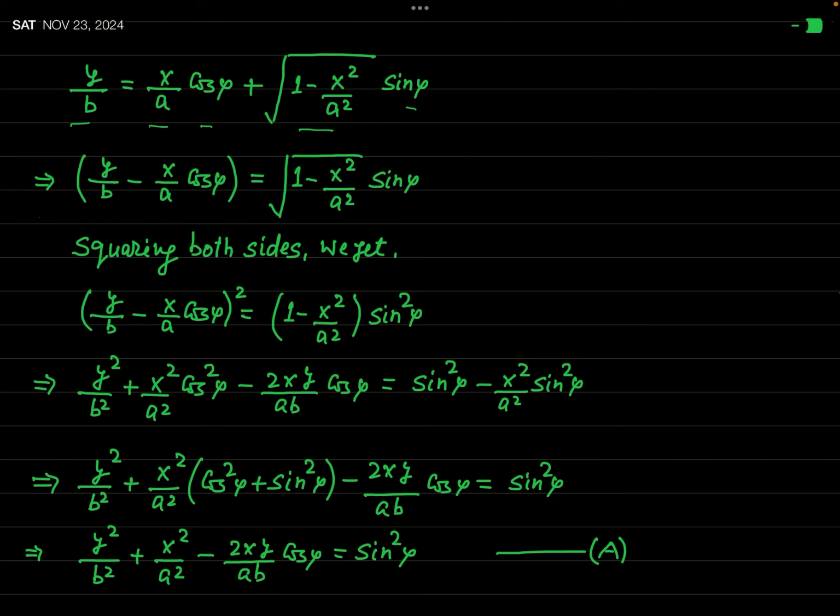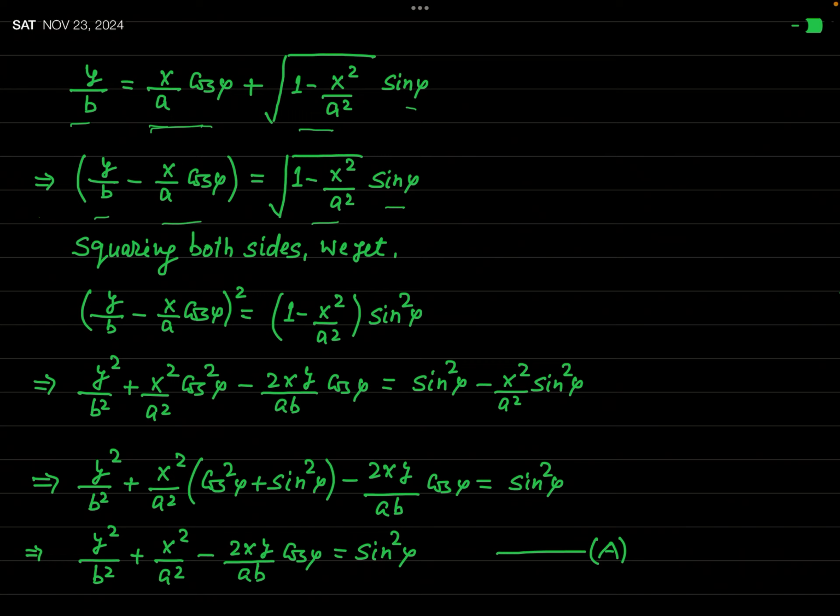Now we will recast this equation in a simpler, standard form. For this, let us bring the first term on the RHS to the LHS. So our equation will become y over b minus x over a cos phi equals a square root of 1 minus x square over a square times sine phi. Now, for removing this square root, let us square this equation on both sides.